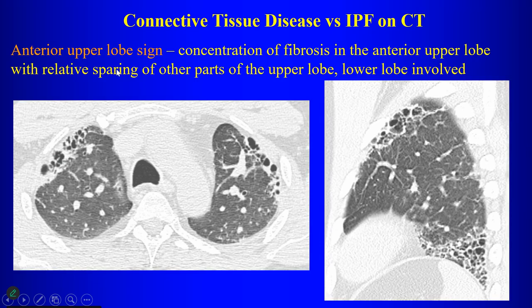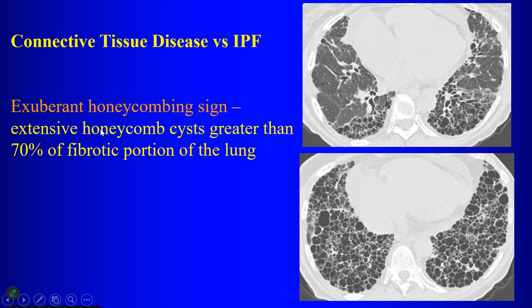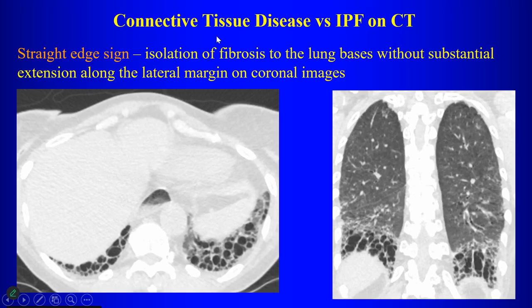So the anterior upper lobe sign is concentration of fibrosis in the anterior upper lobes with relative sparing of other parts of the upper lobes, although the lower lobes are also involved, right? So these are all more common with connective tissue disease as opposed to IPF. That's the upper lobe sign. Exuberant honeycombing sign, extensive honeycombing, cysts greater than 70% of the fibrotic portion of the lung. Okay, that's the exuberant honeycombing sign.